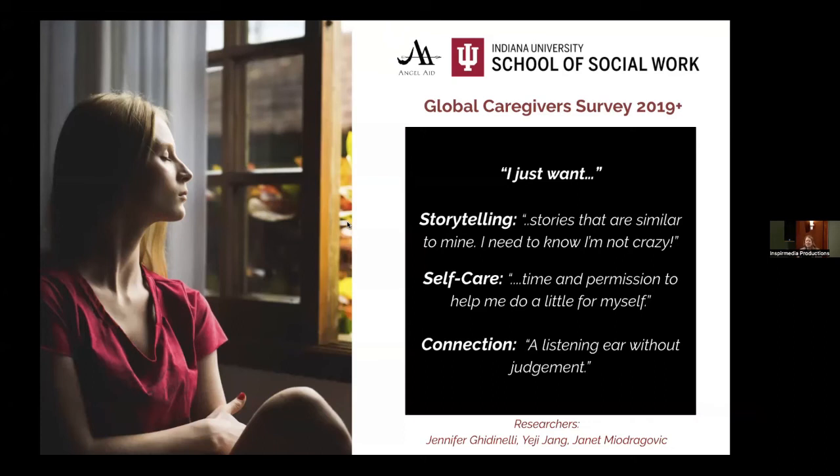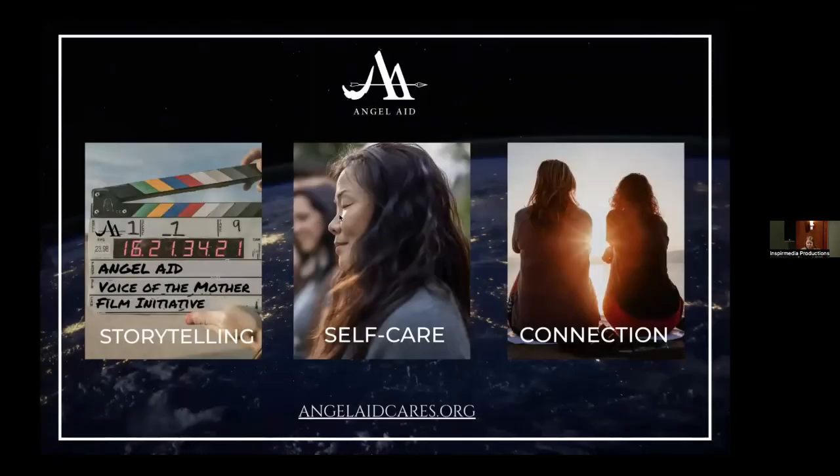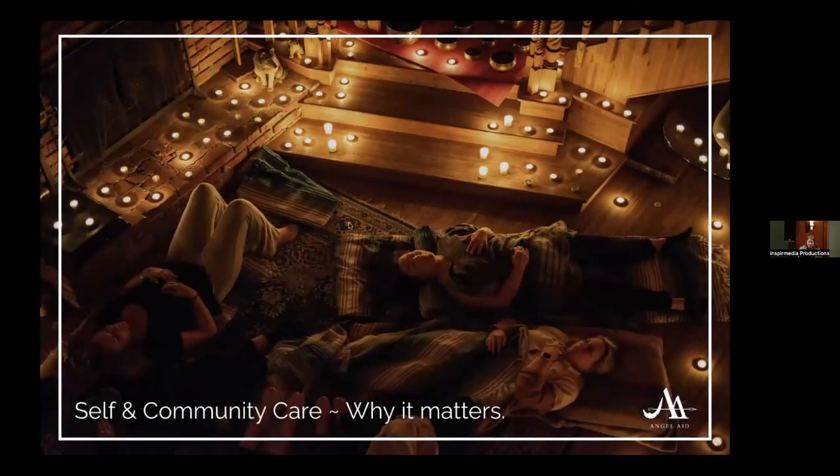So at Angel Aid, we're not doing any fixing, right? We're an organization that witnesses and that will be with. So we do storytelling, self-care, and connection. And I want to share with you a little bit about the project that we have coming up that is specific to the Alexander community, specific to your group. But before we get there, I want to say a few words about self and community care and why it matters, why we are doing this work.